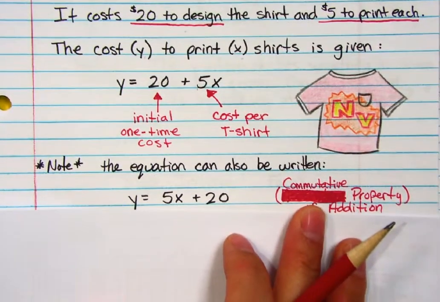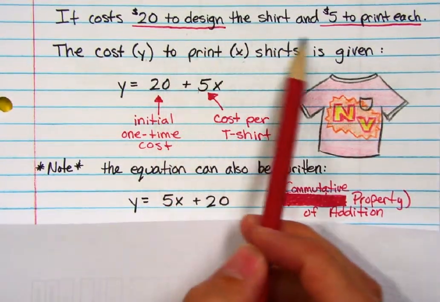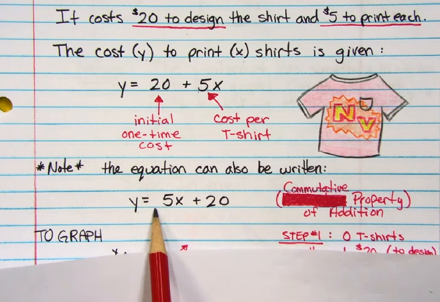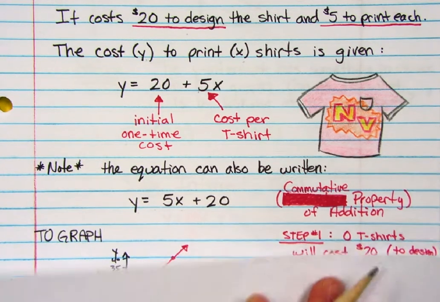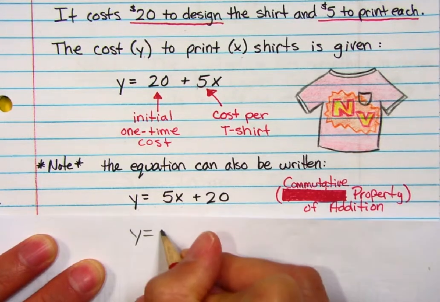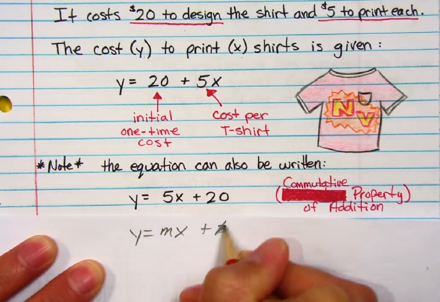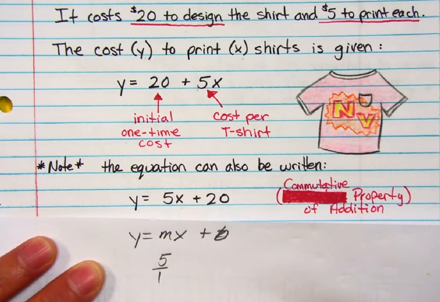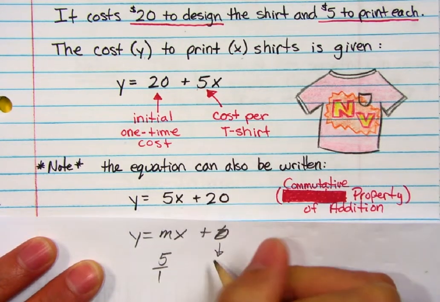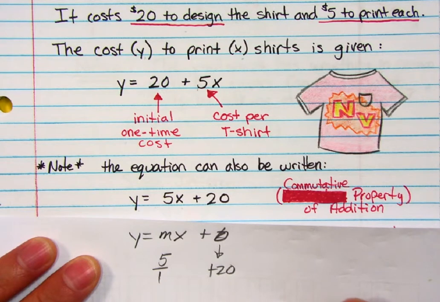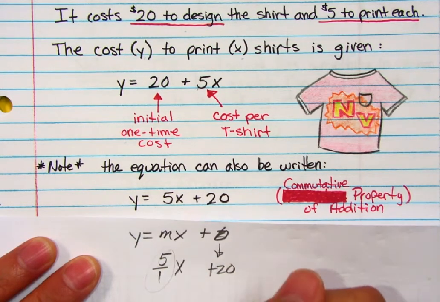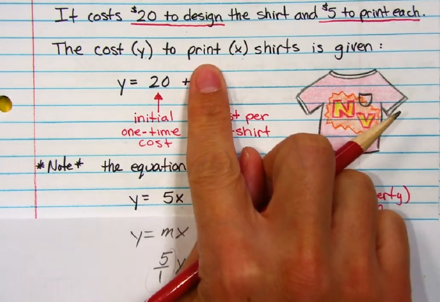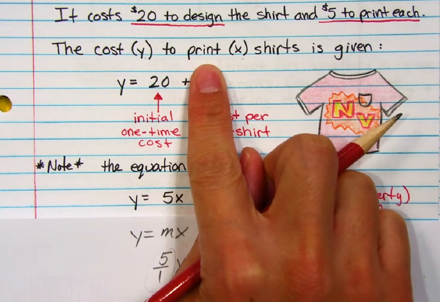So I could also rewrite this. I wrote it like this because it followed along with the actual sentence, but we can rewrite this equation to look like this: y equals 5x plus 20. And this follows along with the slope-intercept form, where 5 is my slope. That's my rate of change. It's changing by $5 for each t-shirt. And this number over here, the b, is called my y-intercept. That's how much I started off with. Now this number will change depending on the number of shirts, but this one doesn't change at all. Let's just say nobody buys a shirt. The Northview leadership team still had to pay $20 just to get it started.